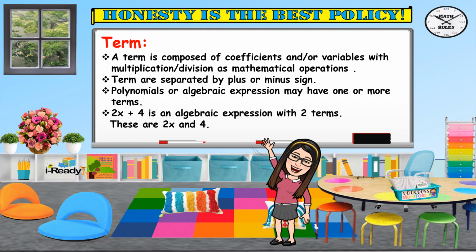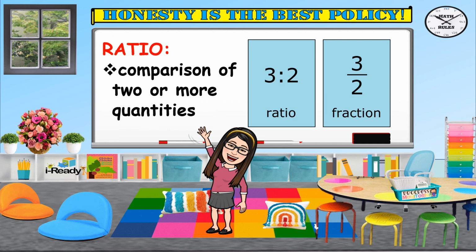We have here an example, 2x plus 4. It is an algebraic expression with 2 terms. So the first term is 2x and the second term is 4. How about ratio? If we're going to define ratio, it is comparison of two or more quantities. So as you can see, if we're comparing two quantities, 3 is to 2. And we can express also a ratio as a fraction, 3 over 2. And the operation involved here is division, right?